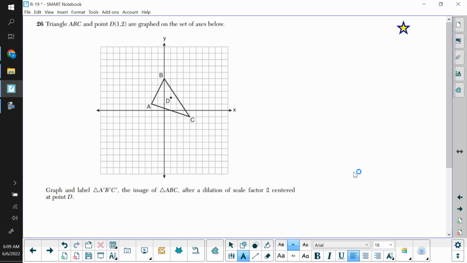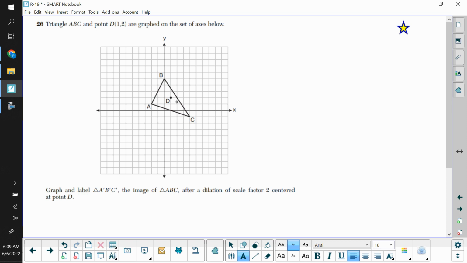All right, 26, we want to do a dilation. Scale factor centered at point D. If your center is at the origin, you can just simply multiply the coordinates by your scale factor. When it's not at the origin, you need to be a little bit more careful. Let's start by finding B prime.